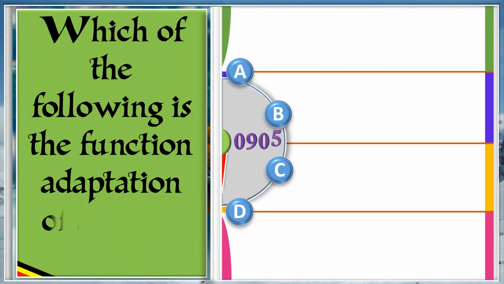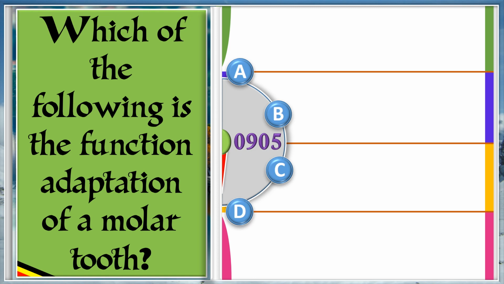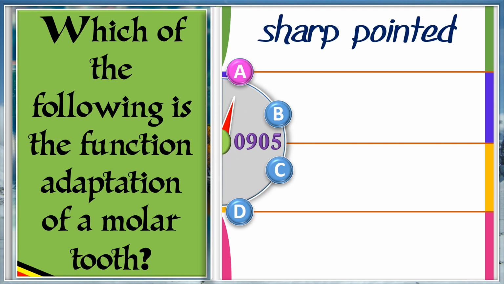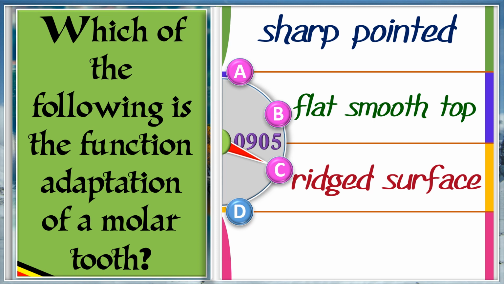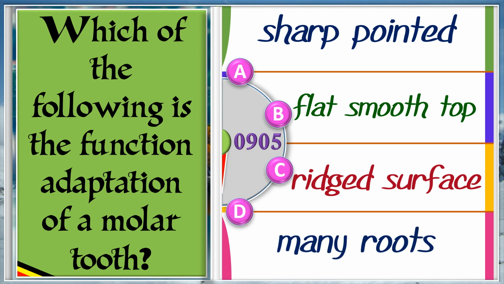Which of the following is the functional adaptation of a molar tooth? A. Sharp-pointed, B. Flat smooth top, C. Rigid surface, D. Many roots. And the answer is C. Rigid surface.